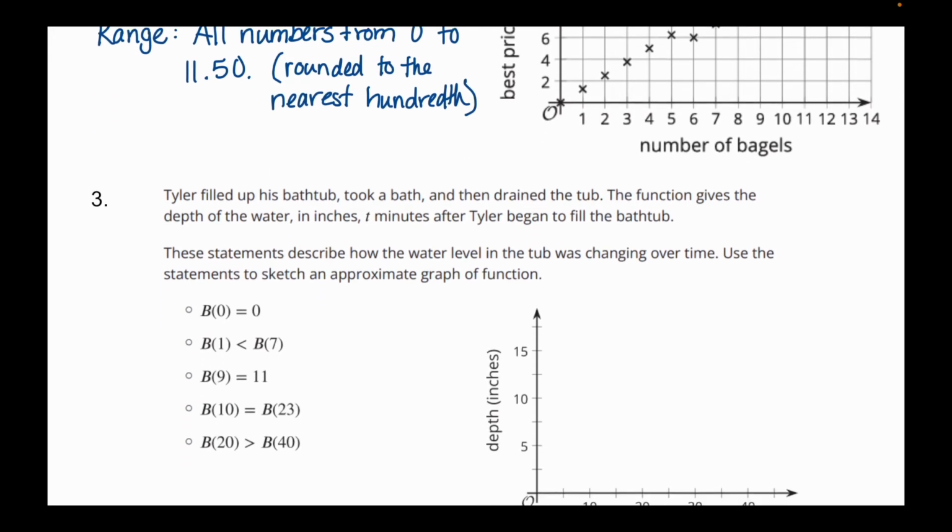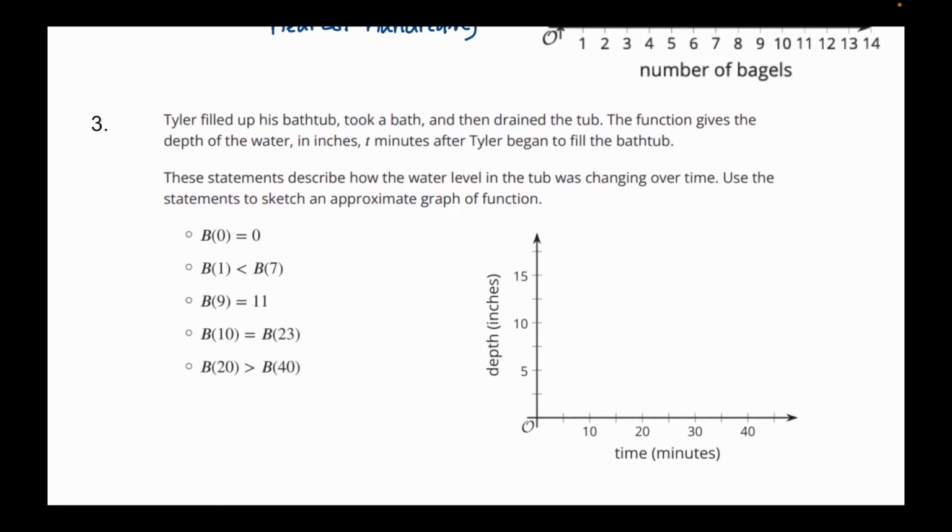Okay, and let's look at number 3. Tyler filled up his bathtub, took a bath, and then drained the tub. This function gives the depth of the water in inches 2 minutes after he began to fill the bathtub. So these statements describe how the water level in the tub was changing over time. We want to use the statements to sketch an approximate graph of the function. Okay.